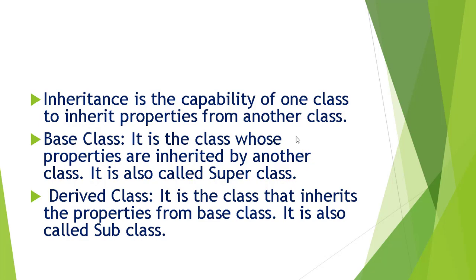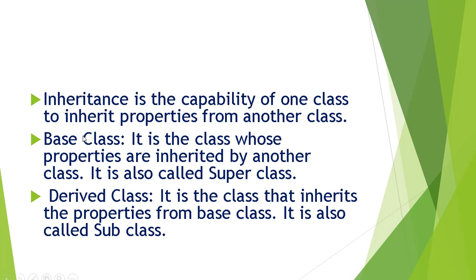Base class is a class whose properties are inherited by another class. It is also called superclass. Next is derived class. Derived class is a class that inherits the properties from the base class. It is also called subclass. So these are two classes. They might ask for 2 marks: what is base class? What is derived class?